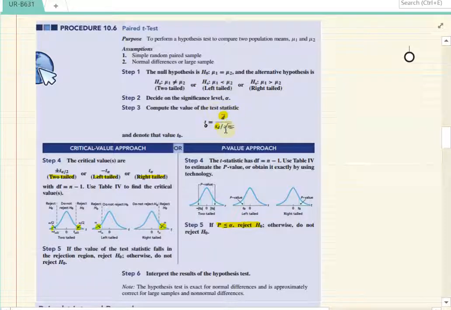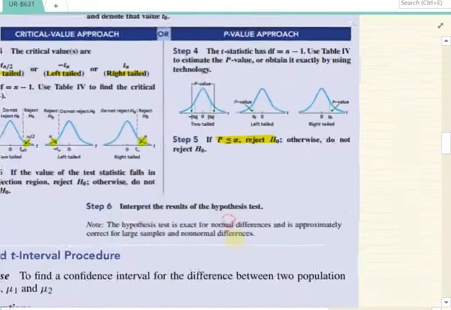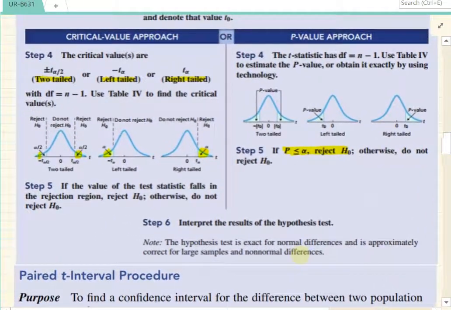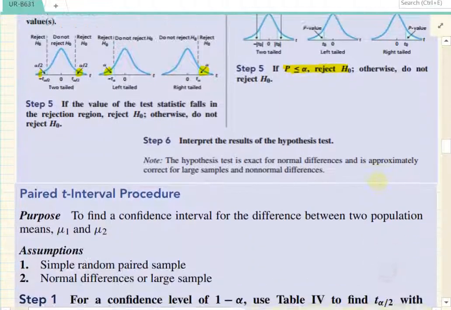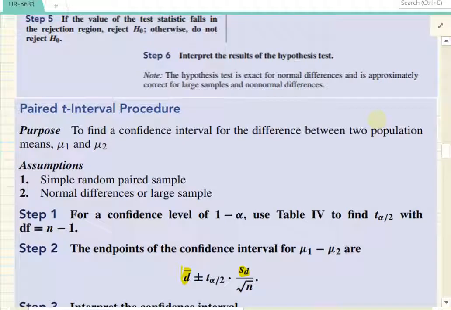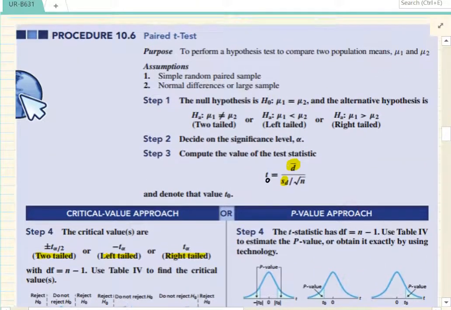This is our test hypothesis, test statistic. If you want to do this by hand again, here is our decision criterion, if you will. There are two approaches to hypothesis test: critical value and p-value. We're just going to stay with the p-value approach. Remember, p-value less than alpha, we reject the null. And that was for the hypothesis test.